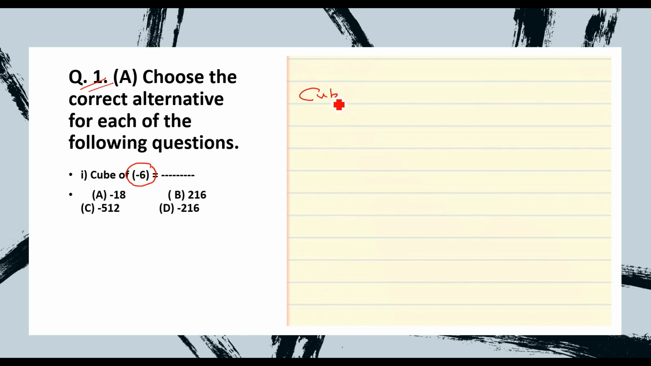Whenever we consider a cube, it means a power of 3. Let it be (-6)^3. What will be its answer? (-6)^3 means you have to write minus 6 totally 3 times. So here the cube word is there, therefore you will write (-6)^3, and (-6)^3 is minus 6 into minus 6 into minus 6.